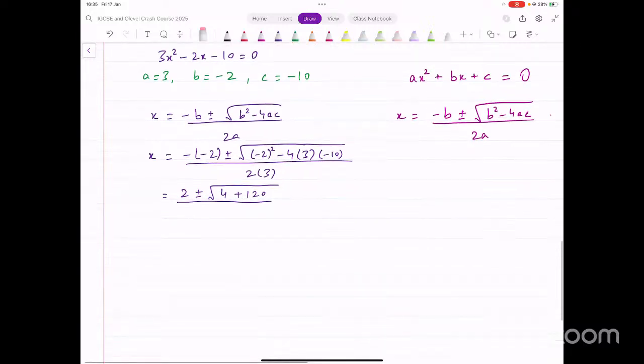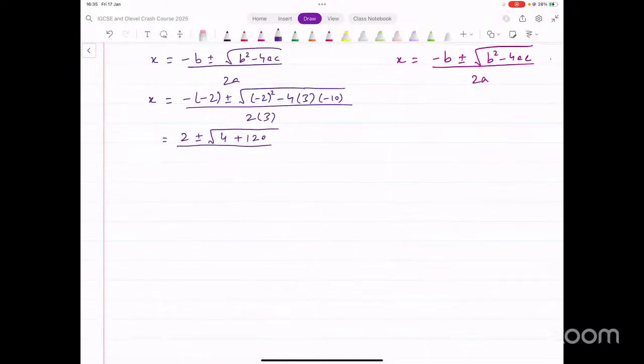Okay, now what do you get in this case? In the denominator, you've got 6. Now you can split it into two parts. This is plus minus. Okay, so you can write it like this. You can say this is 2 plus square root of 124 divided by 6. And the other part is going to be 2 minus square root of 124 divided by 6.